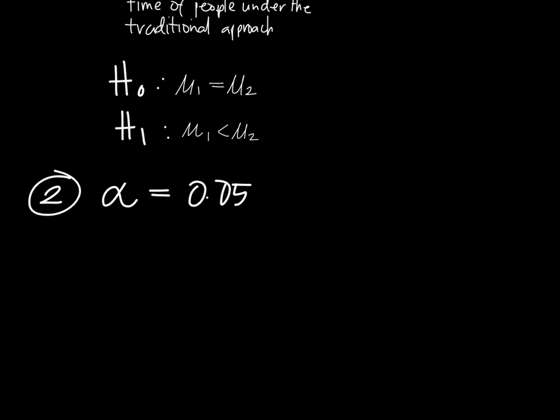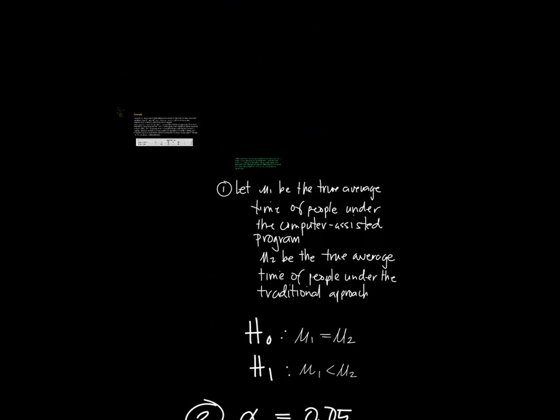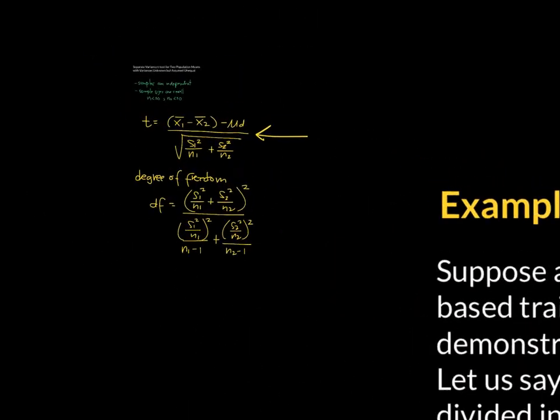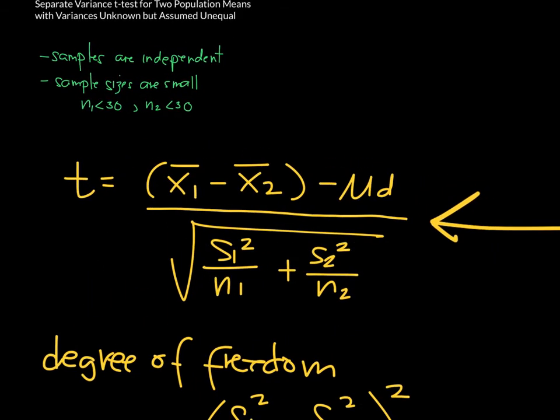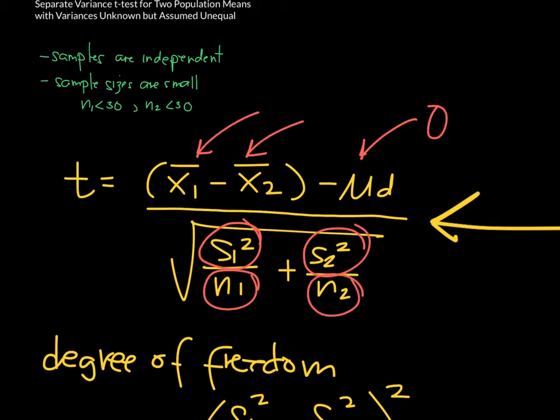In step 2, this is also where we indicate any given information, or anything we need to compute prior to the test statistic value. We will know what to compute here because our formula requires the following. We need x bar 1 and x bar 2. The mu d is the mean difference. If they are assumed to be the same, then their difference must be 0. Then we need the variance of the first group and the variance of the second group. We need n1, the sample size 1, and then the sample size 2.